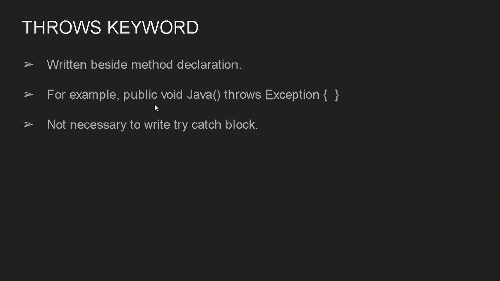public void Java throws exception. Okay, so this is the definition of the method public void Java, and after this parenthesis we are writing throws exception. So what do I mean by that? I am telling the compiler, I'm telling the program that it is possible that this method might throw an exception. It may have some suspicious code. So I am informing the compiler about it.